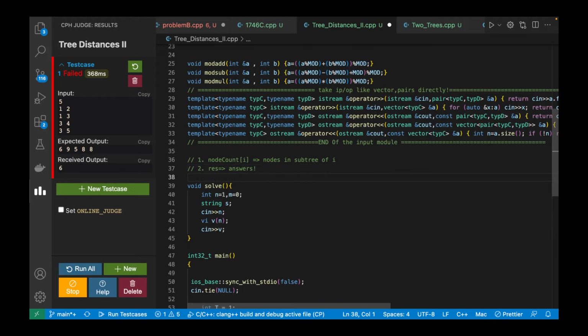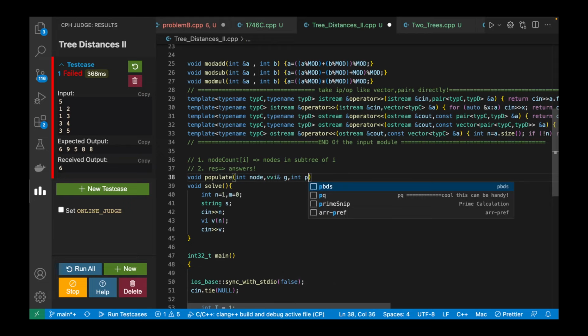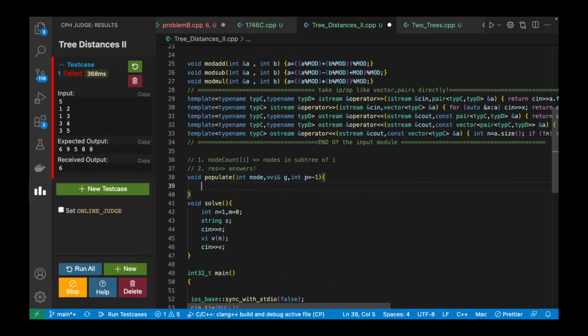So how would we populate the vector? Firstly, let's populate it. Let's call it DFS traversal, or let's call this method populate. What it will have is a node. It will have the graph also, and then it will have the parent. So this is a similar DFS traversal. Let's look at the functionality later, but let's take the input first from the system.